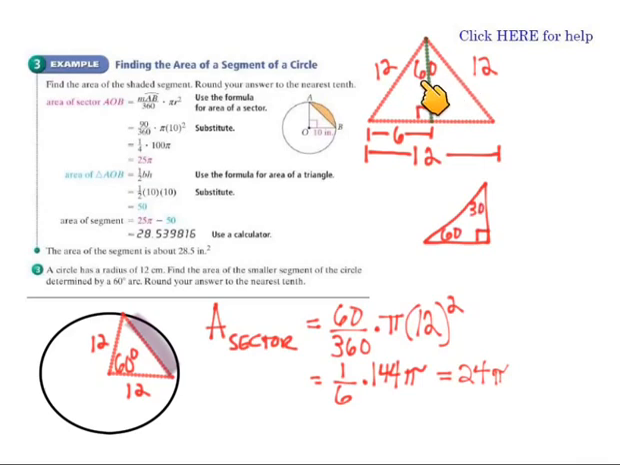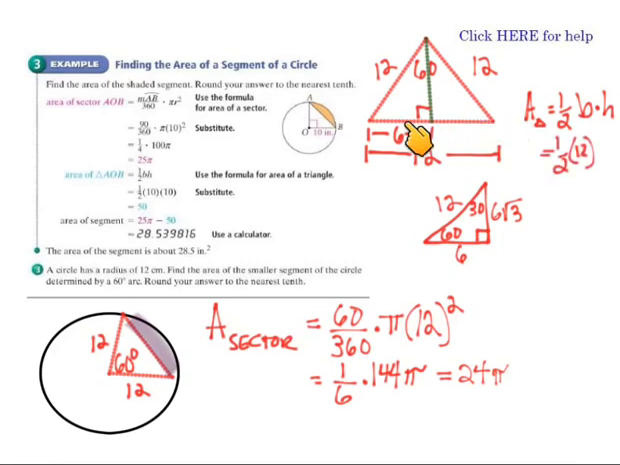This 60 gets split into 30 and 30. And now I have a 30, 60, 90 triangle. So I fill in what I know, 12 and 6. The side that is opposite 60 becomes the short side, which is 6, times the square root of 3. So I get 6 root 3. Now I'm ready to find the area of my triangle. So the area of the triangle is 1/2 base times height, 1/2 12. The base of this whole triangle is 12. The height we just figured out to be 6 root 3, which gives me 36 root 3.